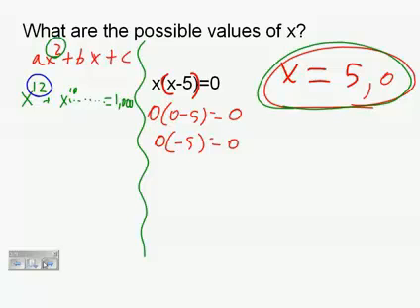The reason I'm telling you that is because on all of these problems, if you don't come up with 2 x values, in this case 5 and 0, then you're doing something wrong. You need to go back and reevaluate what you did. Now, 2 answers could be plus and minus 2, a positive and a negative 2. Those are two different numbers. There are very, very few times you get the same number.